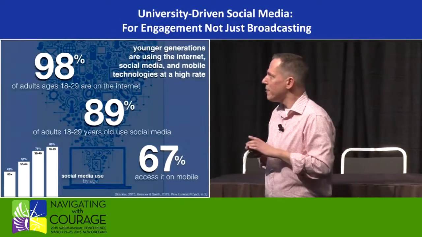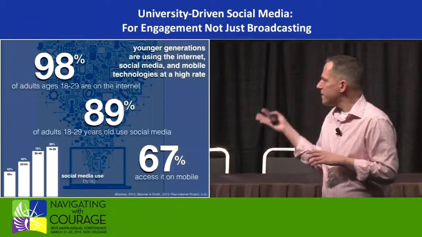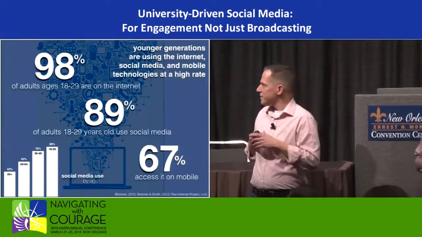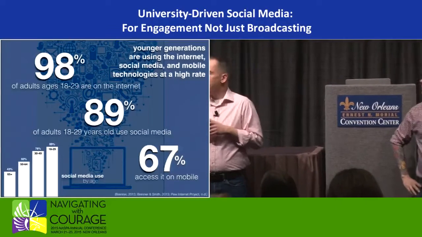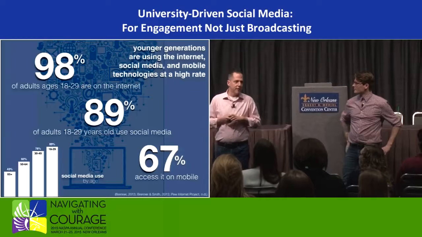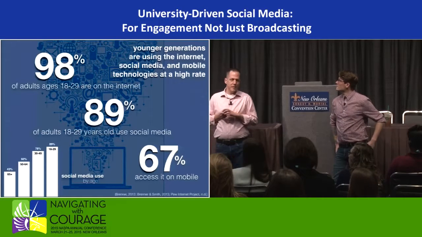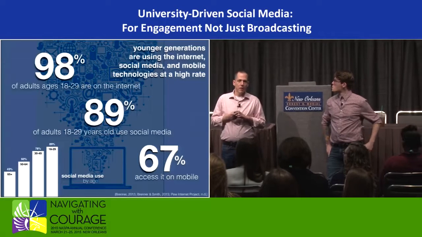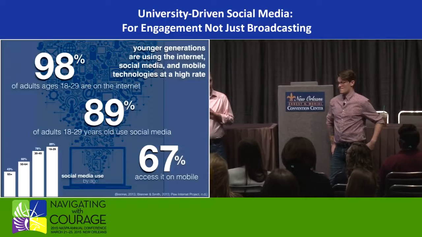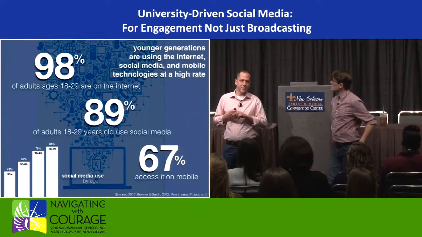So, a little bit about trends, what's going on with social media. Just some broad statistics for you. This comes from the Pew Internet Life Project, which has some great broad statistics about internet usage and social media usage. As you can see, 98% of adults 18 to 29 in the United States are on the internet, so that's virtually everyone. And 89% use social media, 67% on mobile. These statistics are already a few years old, so I would imagine that mobile number is actually a little bit higher at this point. That is really the primary way that our students are accessing social media.